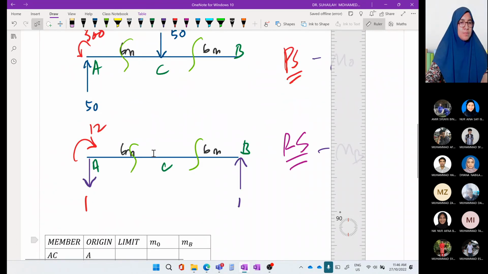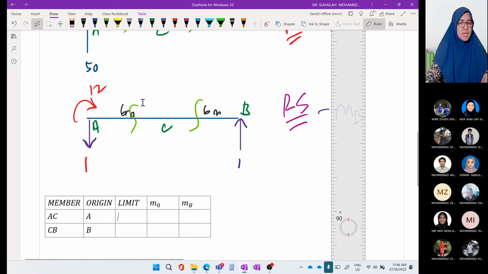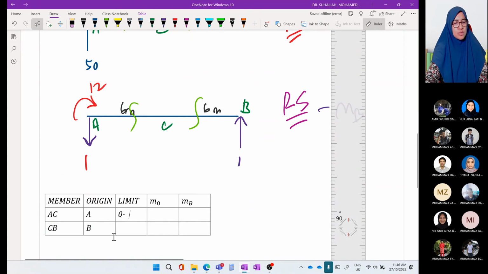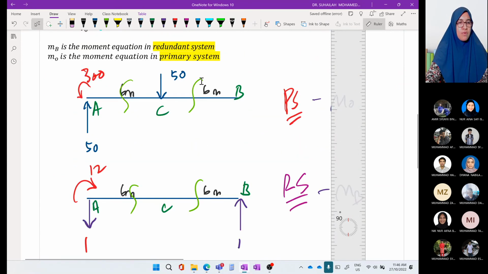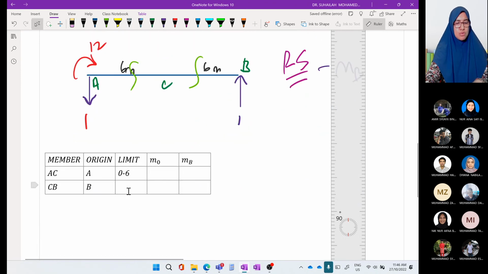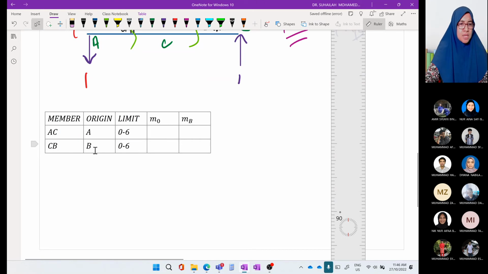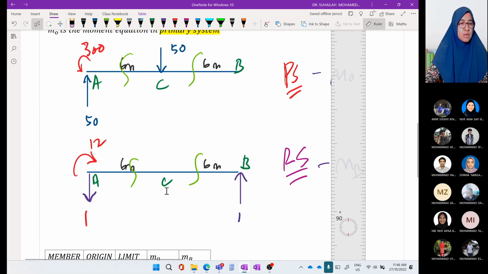So the limit for A to C is 6 meter, from 0 to 6. And for CB, it is also from 0 to 6. If you don't understand this, please refresh. You have learned this in solid mechanics. Please refresh.